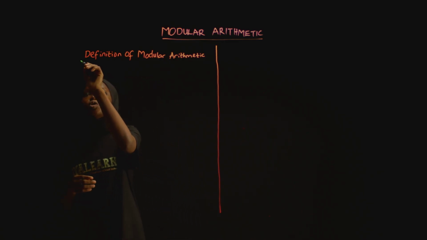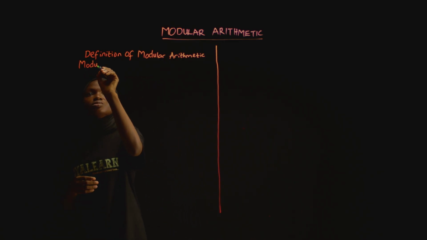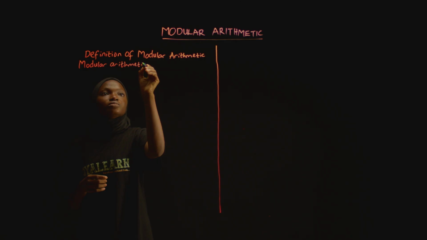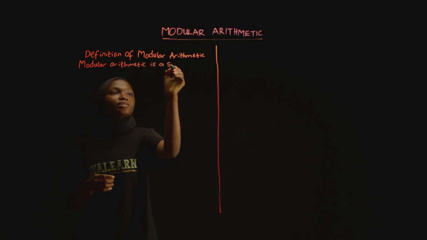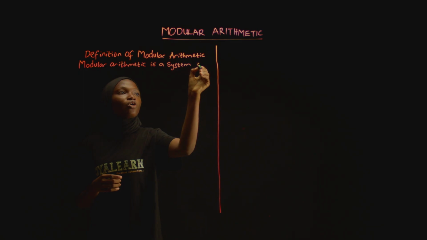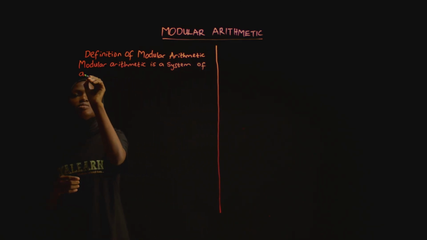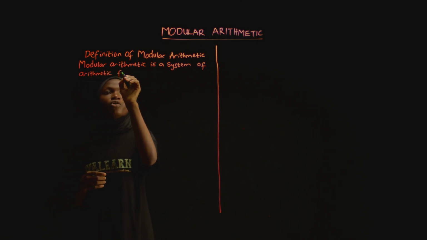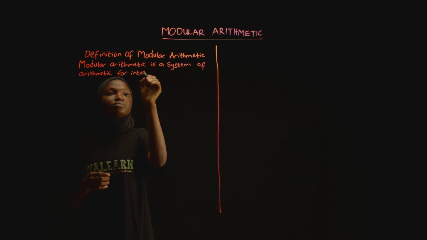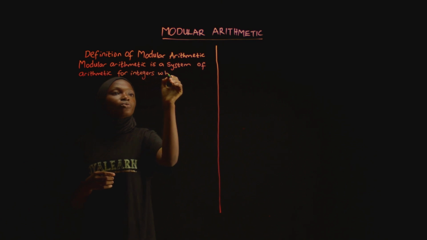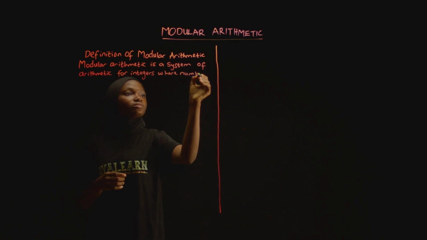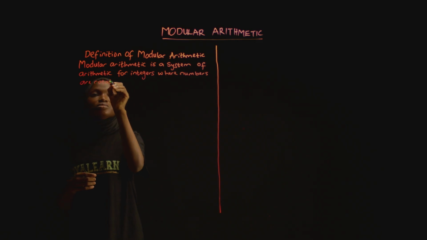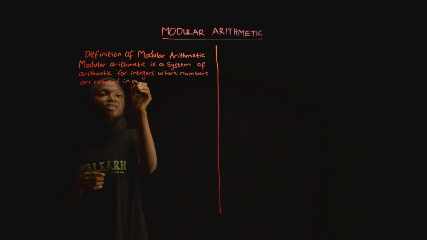So we write: modular arithmetic is a system of arithmetic for integers when numbers are rotated in a cycle.